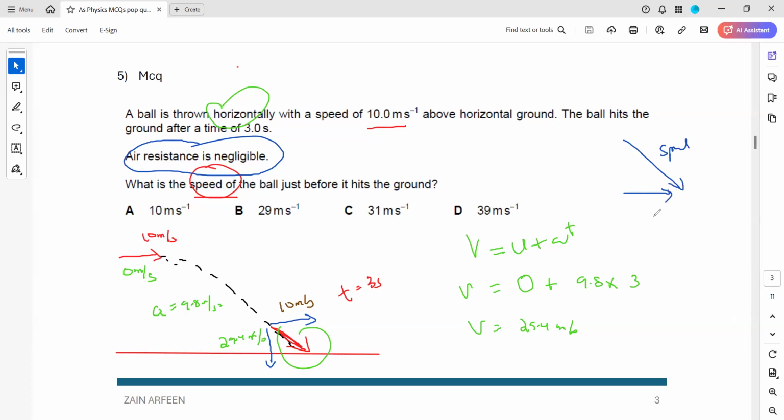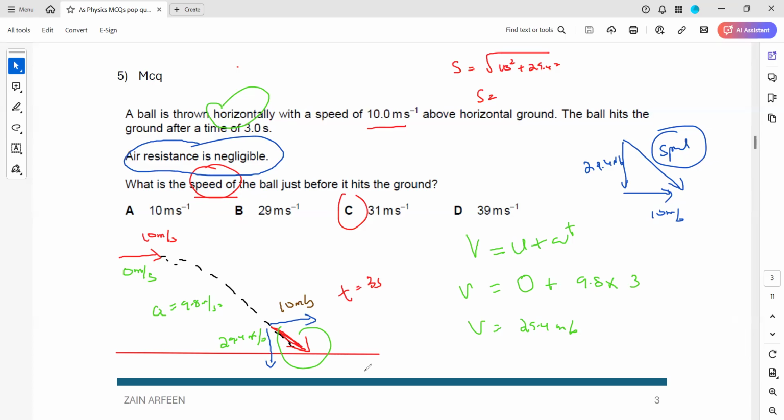It will have the horizontal component as 10 meters per second and the vertical component as 29.4 meters per second. So we can use the Pythagorean theorem, as the hypotenuse is the resultant for us. So the speed is equal to the square root of the horizontal component squared, which is 10 squared, and the vertical component squared, which is 29.4 squared. So the square root of 10 squared plus 29.4 squared will give us the speed at which it hits the ground, which will be about 31 meters per second. Is it clear?